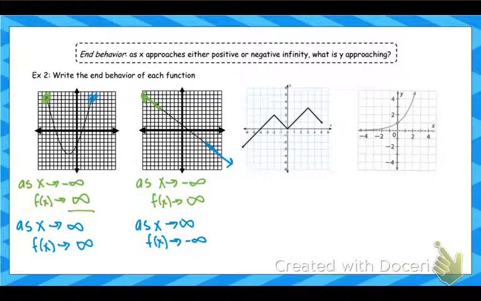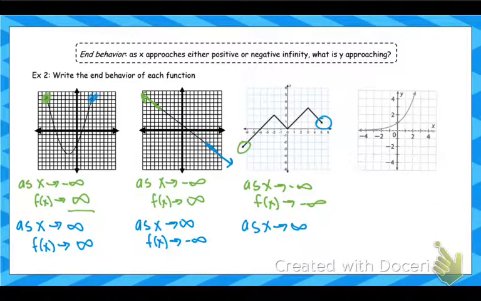All right, if you feel comfortable, pause the video and try this next one on your own. All right, as x approaches negative infinity, f of x is getting smaller, so it's approaching negative infinity. Right side of my graph, as your x's approach positive infinity, so as I go more and more to the right, your y's are getting smaller, going towards negative infinity.